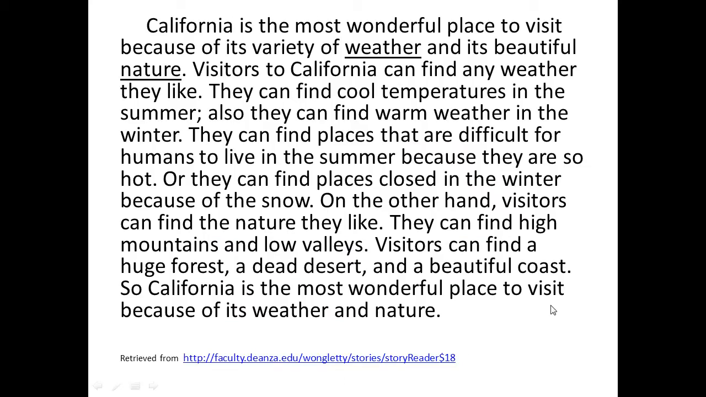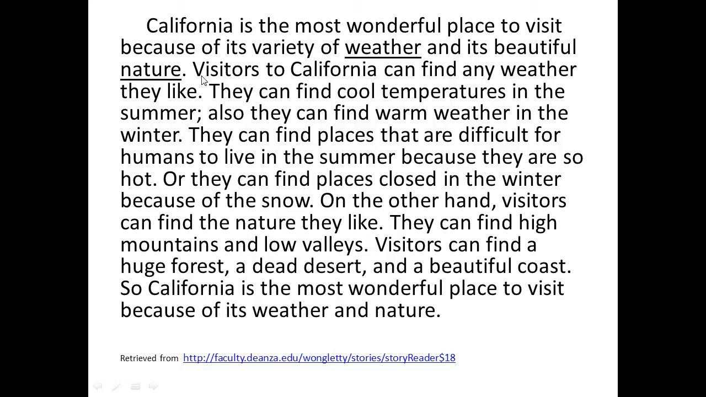Let's look at an example taken from the internet. This is not the best paragraph in the world, but what we're going to do is look at it and decide if it's using content words to help communicate the message. First, let's look at the message, the topic sentence. California is the most wonderful place to visit because of its variety of weather and its beautiful nature. So that's the topic sentence. California is a wonderful place to visit. Why? Weather and nature. So that means that this paragraph is going to need to talk about weather and nature, and it's going to need content words to do it.